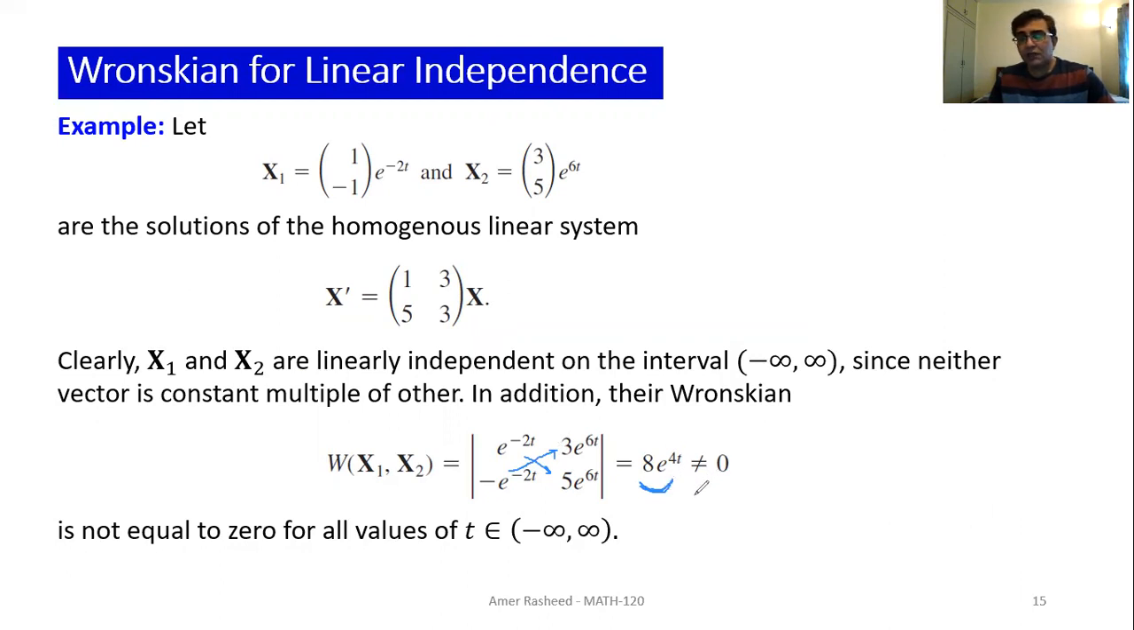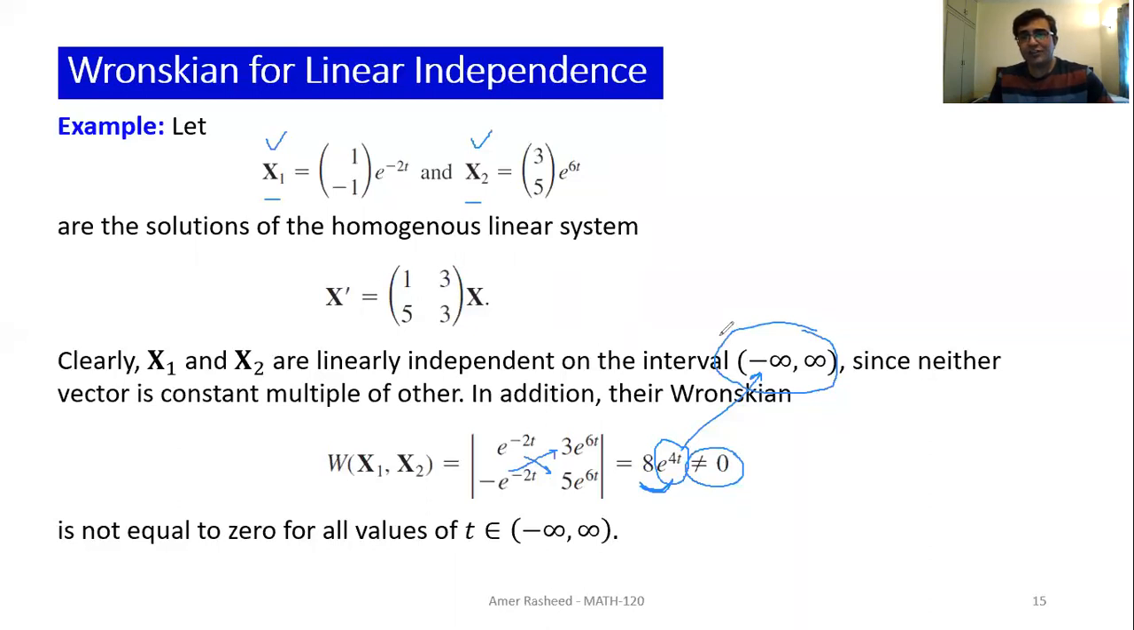Now, I hope you know that the exponential function is never zero, whatever the value of t is between minus infinity and infinity. So whatever the value of t on the entire real line, this Wronskian is non-zero. If it is non-zero, then we can say that these two solutions, x1 and x2, are linearly independent. I hope you get how to verify whether the solution vectors are linearly independent or not.